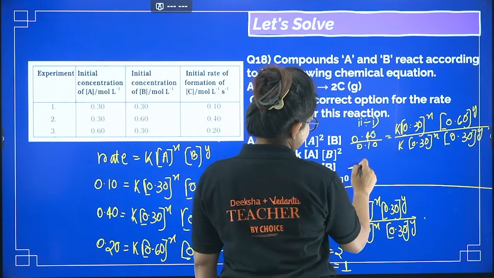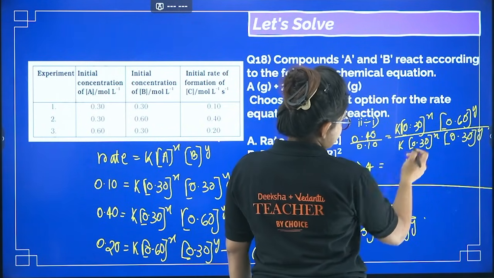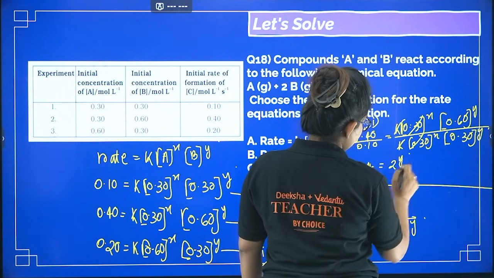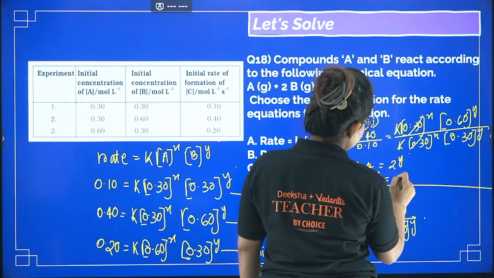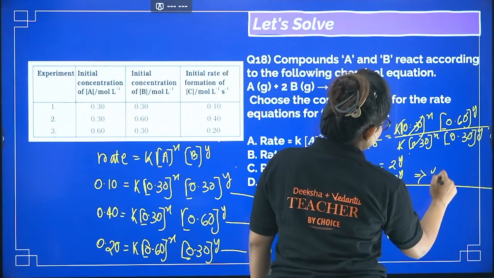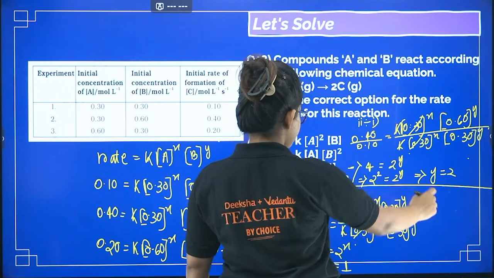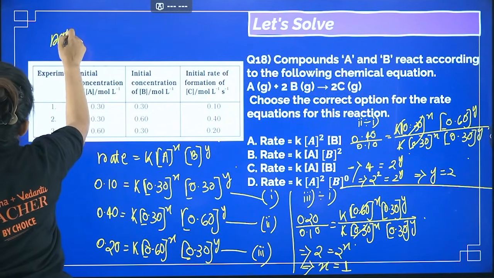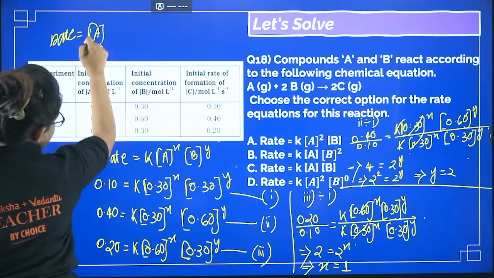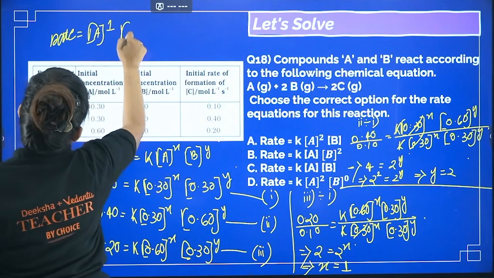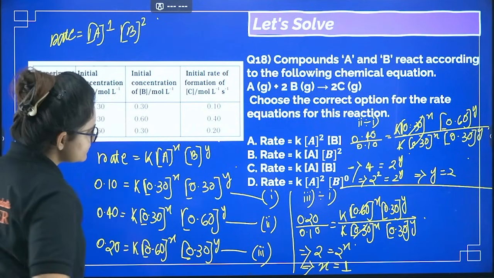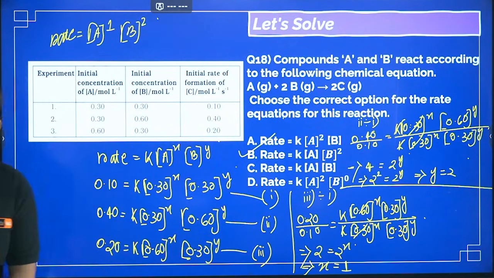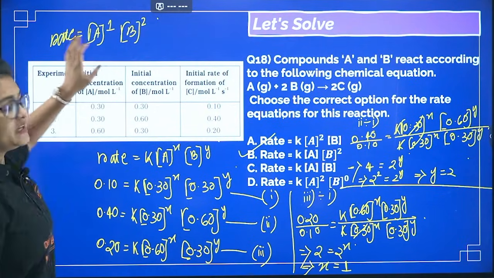So here you can see, if I cancel out, it will come as 4. This will cancel, and this will come out to be 2 power y. So from here I can write 2 squared equals 2 power y, so y equals 2. Let's put this in the first equation. So rate is going to be A power x, where x is 1, and B power 2, right? So option B is going to be the correct one. I guess it's clear to you. Let's proceed. This is your initial rate method.